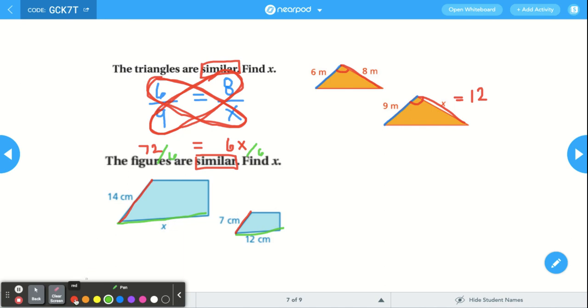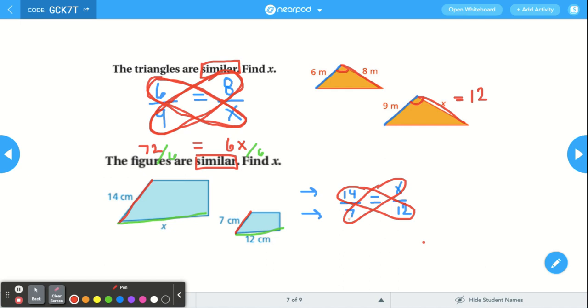So let's go ahead and set up a proportion. Let's see, the 14 corresponds to 7, and the x corresponds to the 12. Notice that I have all the numbers on the bottom for the smaller trapezoid, and all the numbers on the top are for the larger trapezoid. All right, so in order to solve this one, we could do that same exact thing of the cross products. So I could do 7 times x and 14 times 12.